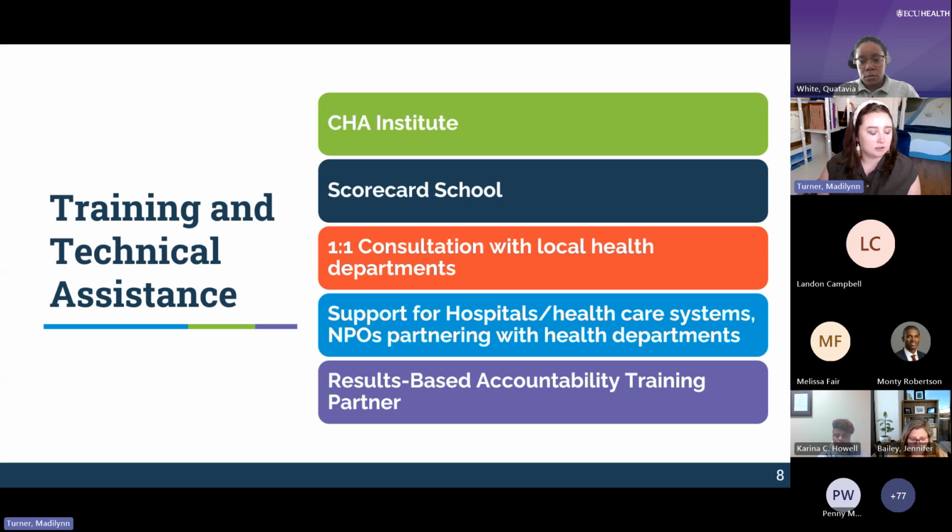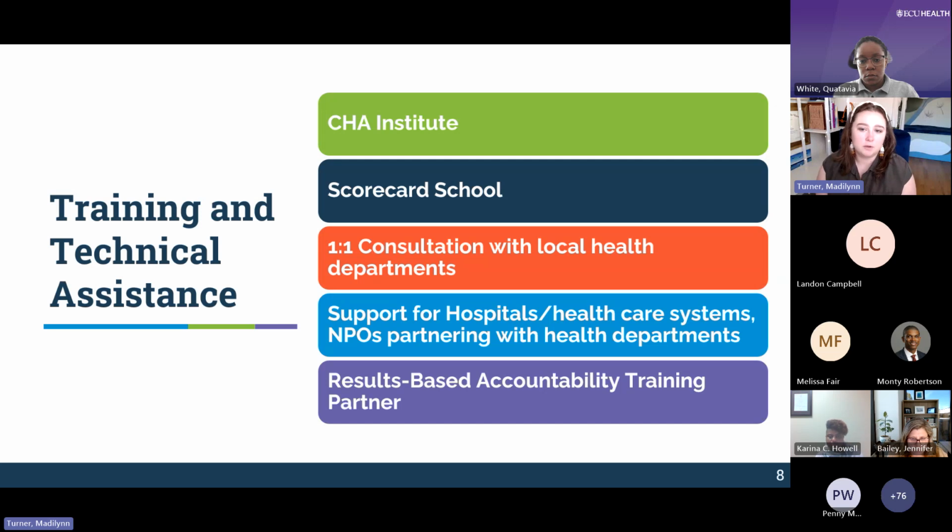So if we have a health department that's using a scorecard and a hospital system, there's ways that those things can be shared. And again, talking about that collective impact piece. Other sorts of training and technical assistance that are done throughout North Carolina.